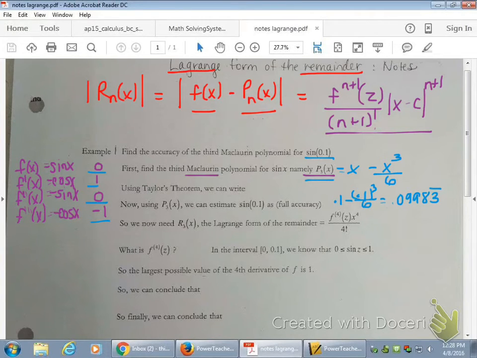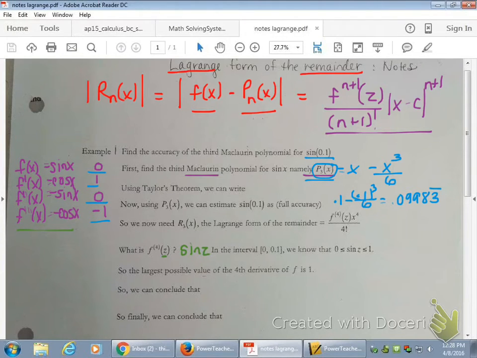So the remainder says, since I wanted to find P3 of x, meaning I had to find 3 derivatives, then the remainder has to do with the 4th derivative. So I'm going to go ahead and figure out what the 4th derivative is. I know that if I continue here, the 4th derivative would be sine of x, because the derivative of negative cosine of x would be sine of x. And I'm going to put a z since they put a z in there.